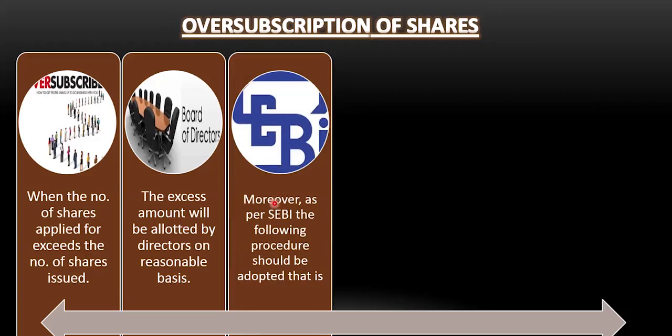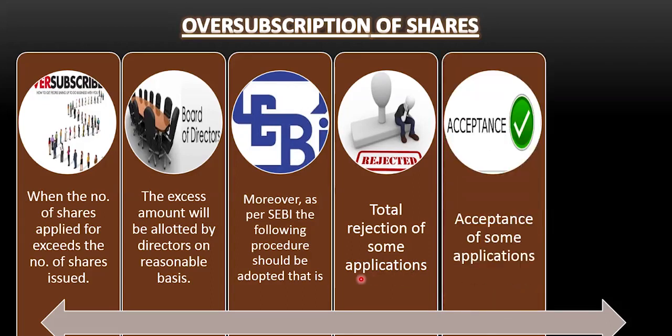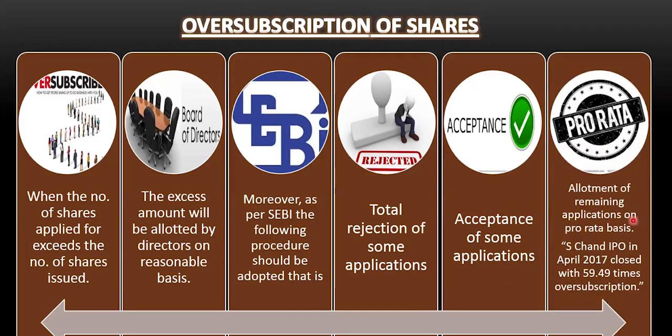Moreover, as per the SEBI procedure, any of the following 3 things can be adopted. First is total rejection of some applications. Let's say you have received 1,50,000 as against 1 lakh. In such cases, the company can totally and outrightly reject the excess 50,000 applications. Or acceptance of some applications. That's the other face of the same coin, wherein you reject a few and you accept some. Or we can allot shares on the basis of pro rata allotment.